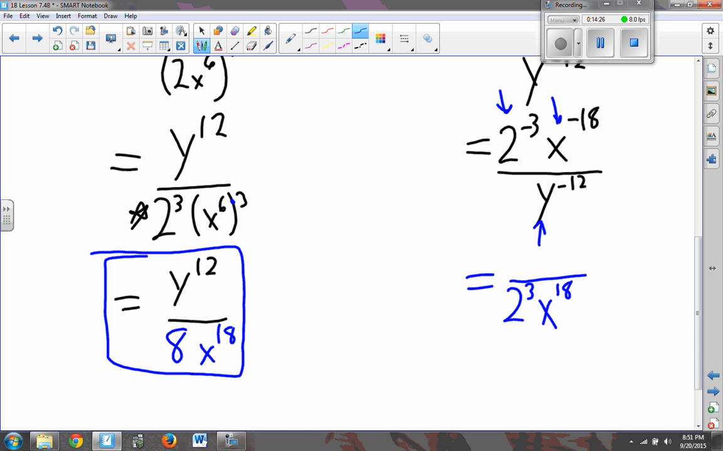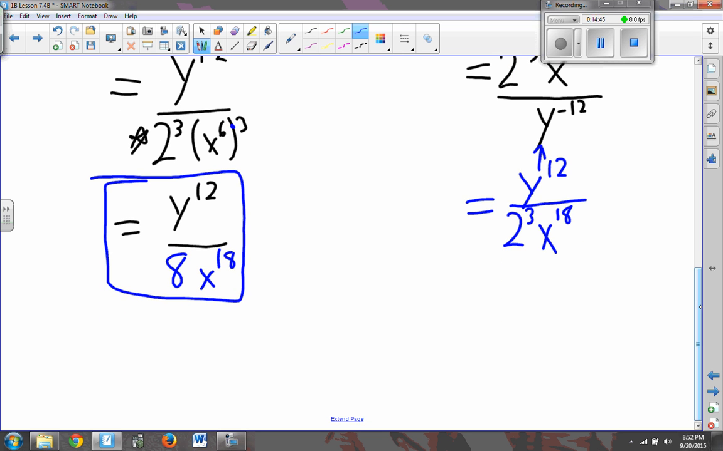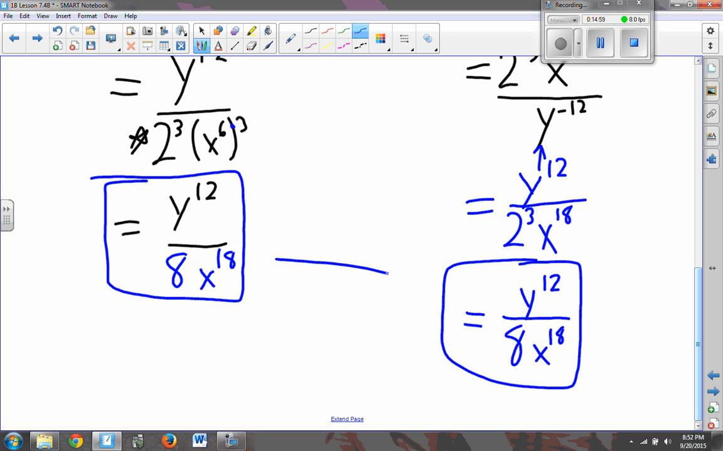The other piece that needs to come to the bottom is this x to the negative 18, which is now going to become x to the positive 18 because I flipped its position from the numerator to the denominator. And exactly the opposite for my y to the negative 12. That is going to move from the denominator to the numerator and become the y to the positive 12. Okay? So now we can see everything has positive exponents. The only extra thing that I'm going to do here is rewrite 2 to the third as 8, like we know it is. X to the 18th still on the bottom, and y to the 12th on the top. Alright, so there we go.